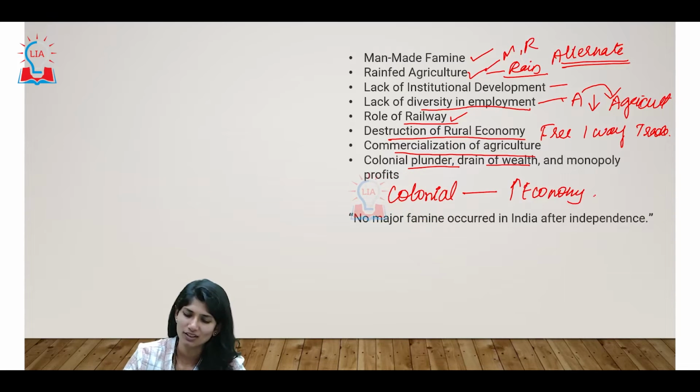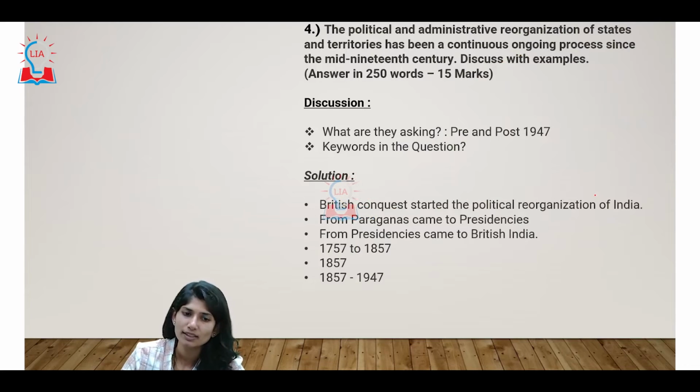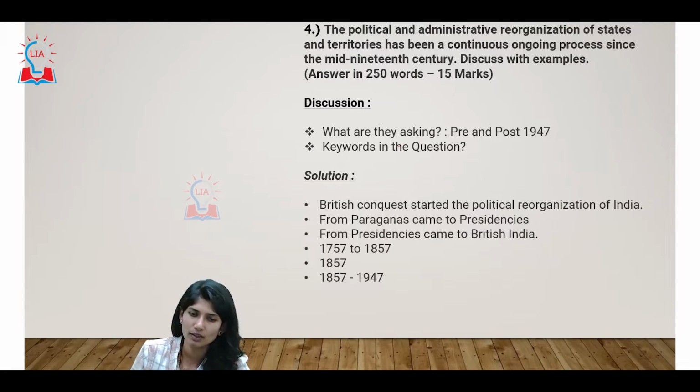Alright, let's move to the next question. The political and administrative reorganization of states and territories has been a continuous ongoing process since the mid-19th century. Discuss with example. Alright, what are the keywords here?